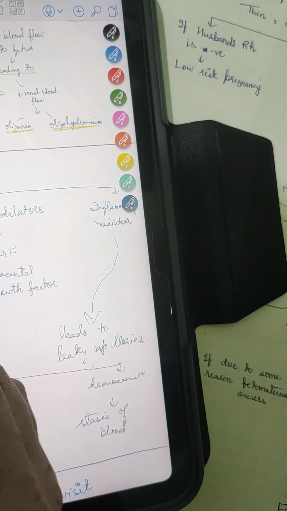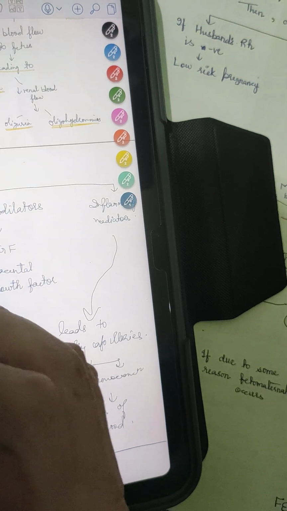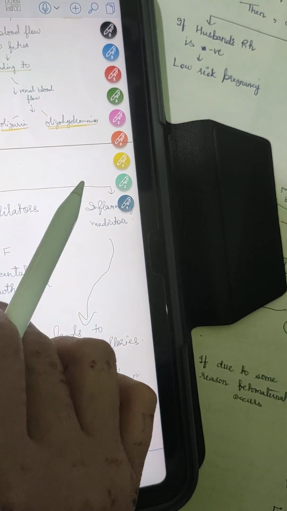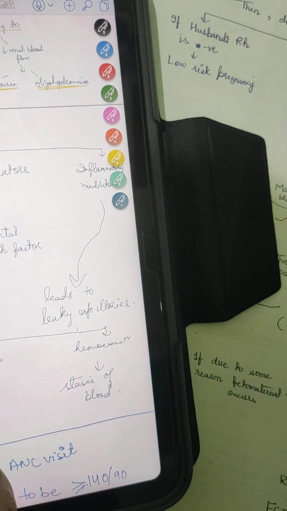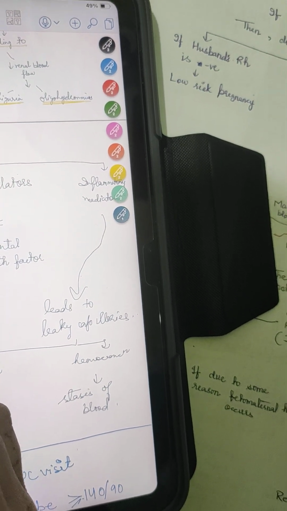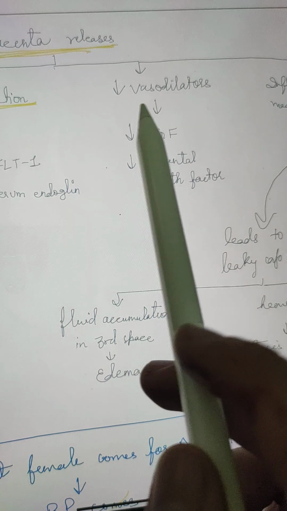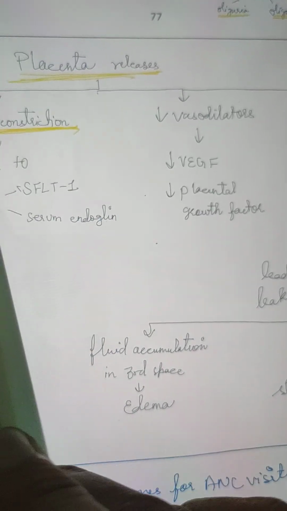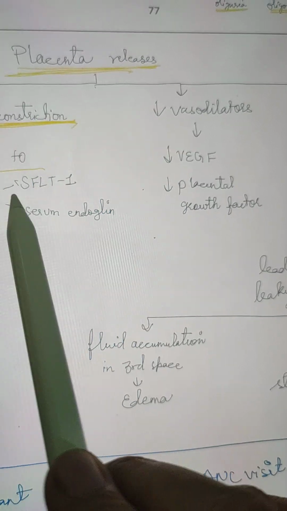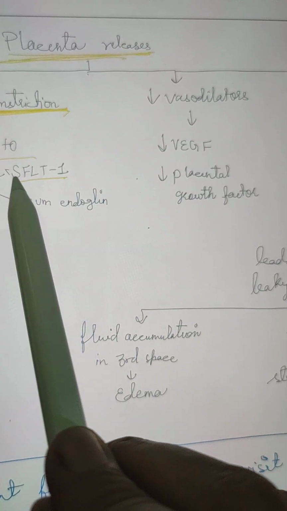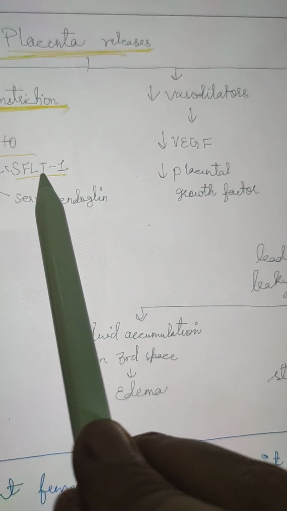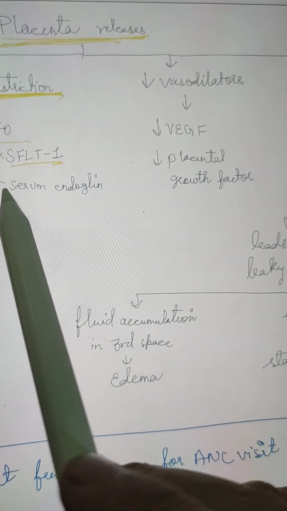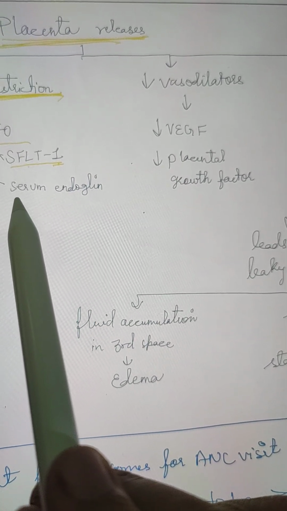So we know during this abnormal vascular remodeling, the placenta releases increased vasoconstrictive factors, leading to an increase in the sFLT. This is the soluble fms-like tyrosine kinase 1.